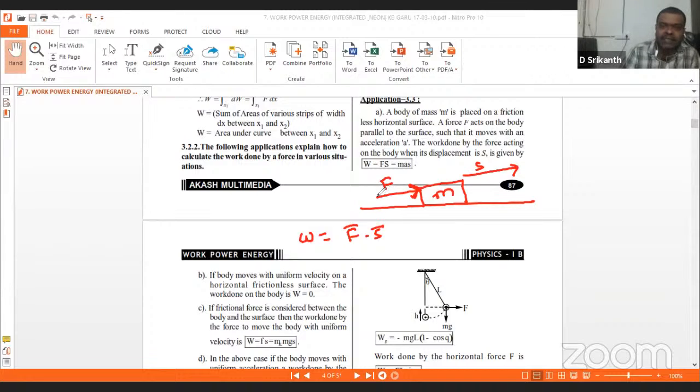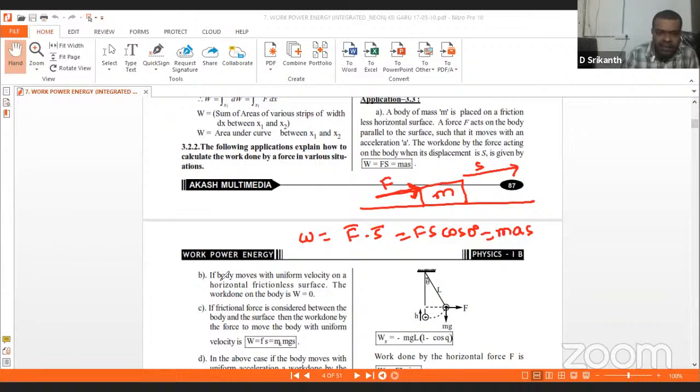So work done, I can write as force times displacement. Here, the direction of the force and the direction of displacement, both are in the same direction. So I can write as Fs cos 0. F means, according to Newton's second law, I can write as ma. So work done equal to mas, right?